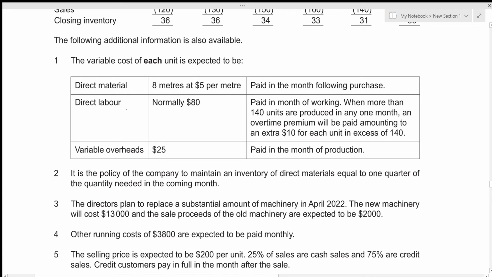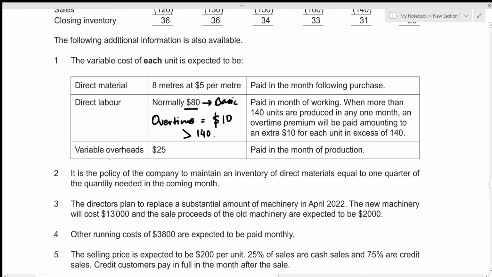For the direct labor, the rate is normally 80 and this is per unit, and it is paid in the month of working, meaning that the direct labor invested in the month of January will be paid for in that particular month. And when more than 140 units are produced in any one month, an overtime premium will be paid amounting to an extra $10 for each unit in excess of 140. So labor, we have a basic rate of 80 per unit, and that's the basic. Let's write it down. Then we have the overtime rate of $10 for units in excess of 140.